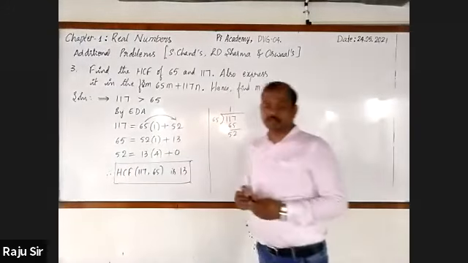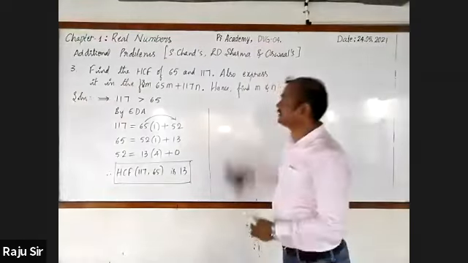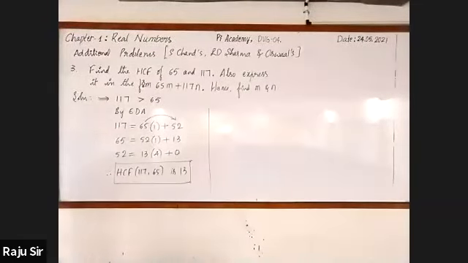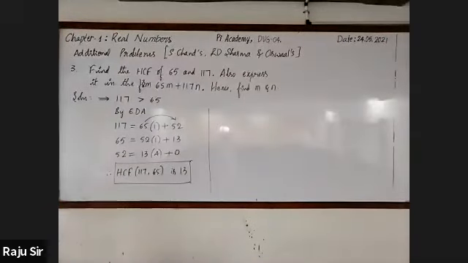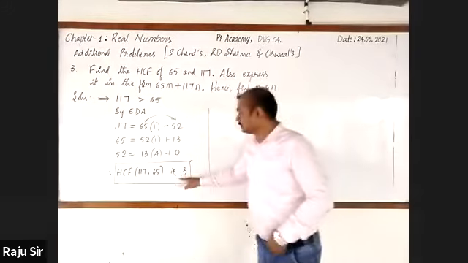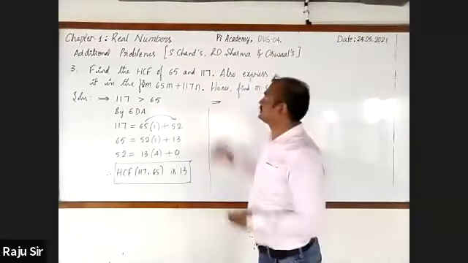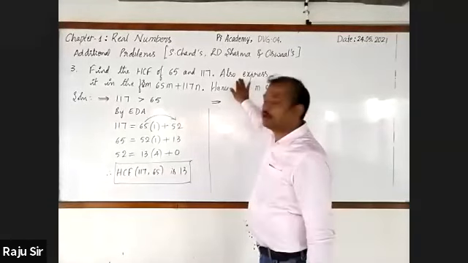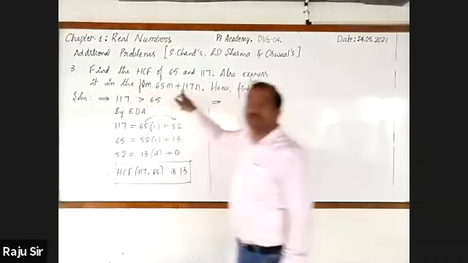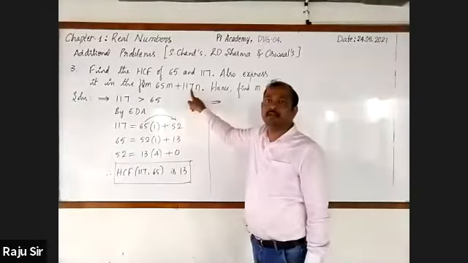So in the given question, we have 3 sub questions. Now we have answered the first sub question. Next, let's focus on the second sub question. Also, the HCF should be expressed in the form 65m plus 117n.